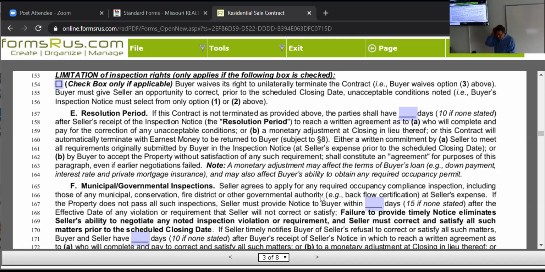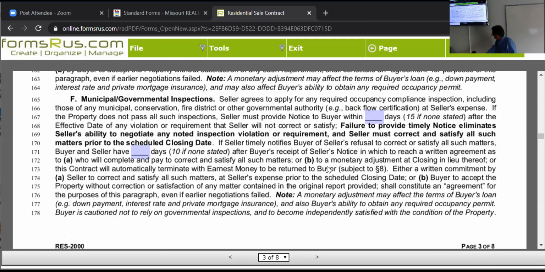On 165 through 178, we've got the municipal government inspections. Fortunately, in our market area, we really don't have those. You're going to run into it occasionally. I think in Nixa, if it's a vacant multifamily property, sometimes they do re-inspect, but we don't see it very often in our area, so you don't have to deal with that one. Page 4.